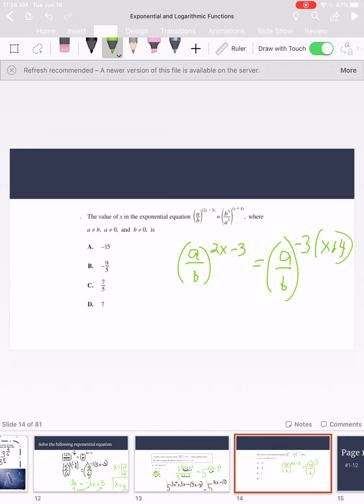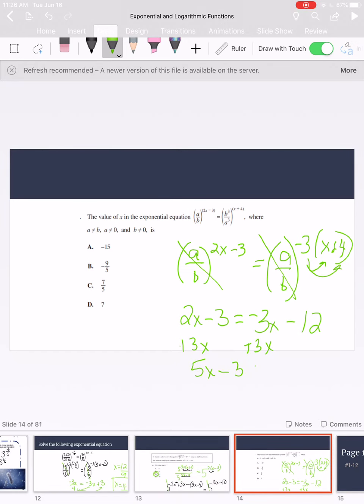So now I have the same base and I can solve for x now. Distribute that 3x to both terms. And then I'll collect like terms. So I'm going to bring the 3x over. I end up with 5x minus 3 equals negative 12. I will add the 3 over. And I end up with negative 9. And then I'll just divide by 5 and I end up with negative 9 over 5 as my answer.